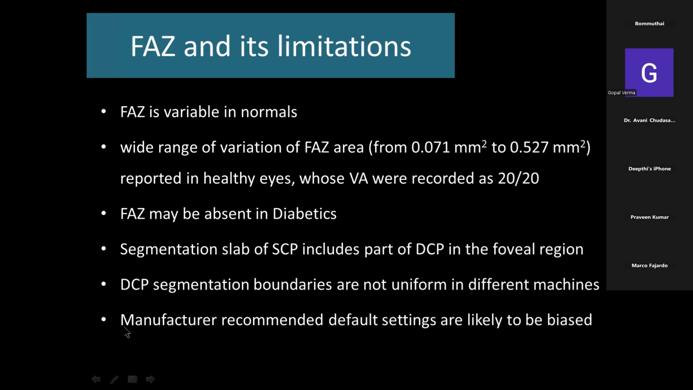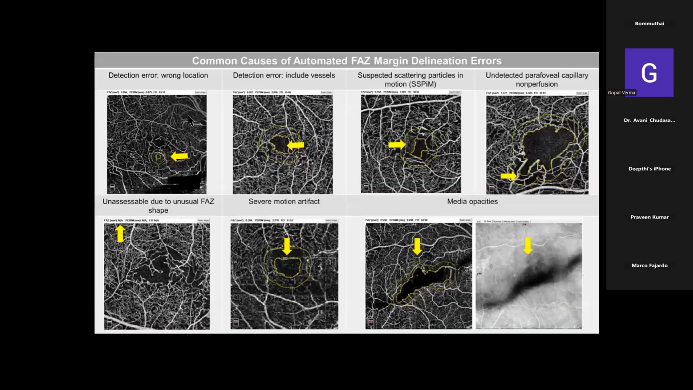And sometimes the manufacturer gives default settings which may have overlapping segments. So FAZ measurements can be variable, but as I told before, even though there is inter-device variability, if you keep on measuring with the same machine, you tend to get better readings. Sometimes the readings can be erroneous due to wrong location of the FAZ, or a vessel casting a shadow on it, and parafoveal non-perfusion areas may be there, which give an erroneous impression of an enlarged foveal avascular zone.